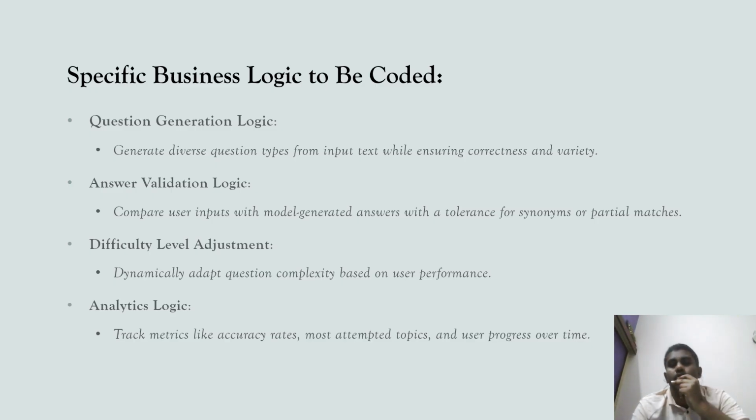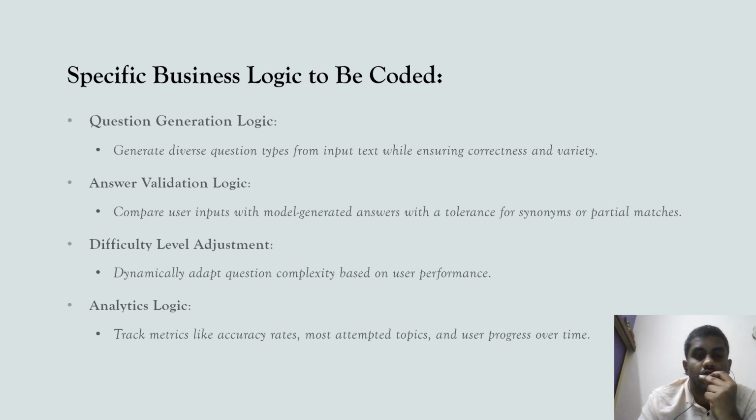Now the specific business logic to be coded. Question generation logic: generate diverse question types from input text while ensuring correctness and variety. The user can select the difficulty level of questions he wants to generate, like easy, medium or hard. Answer validation logic: compare user inputs with the model-generated answers with a tolerance for synonyms or partial matches.